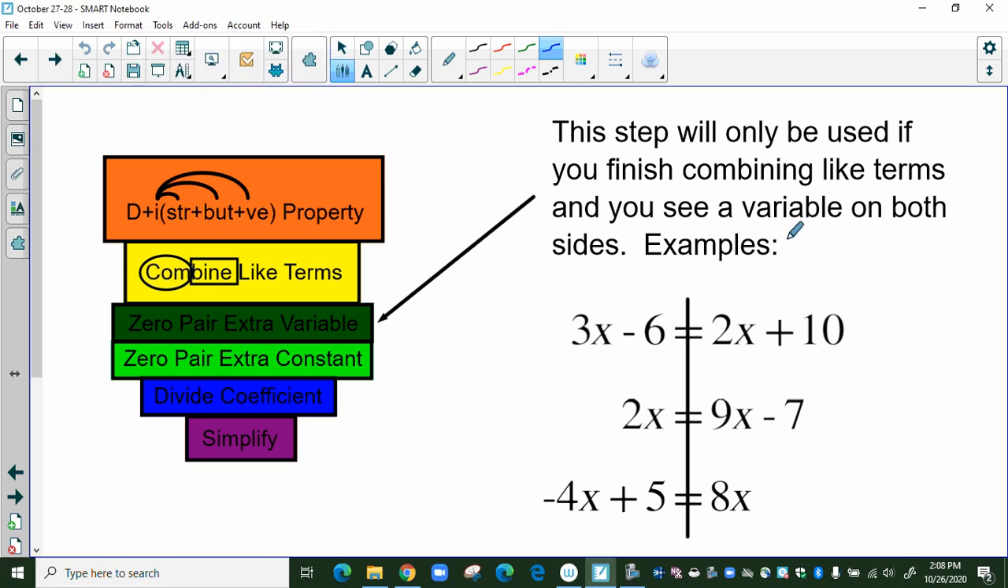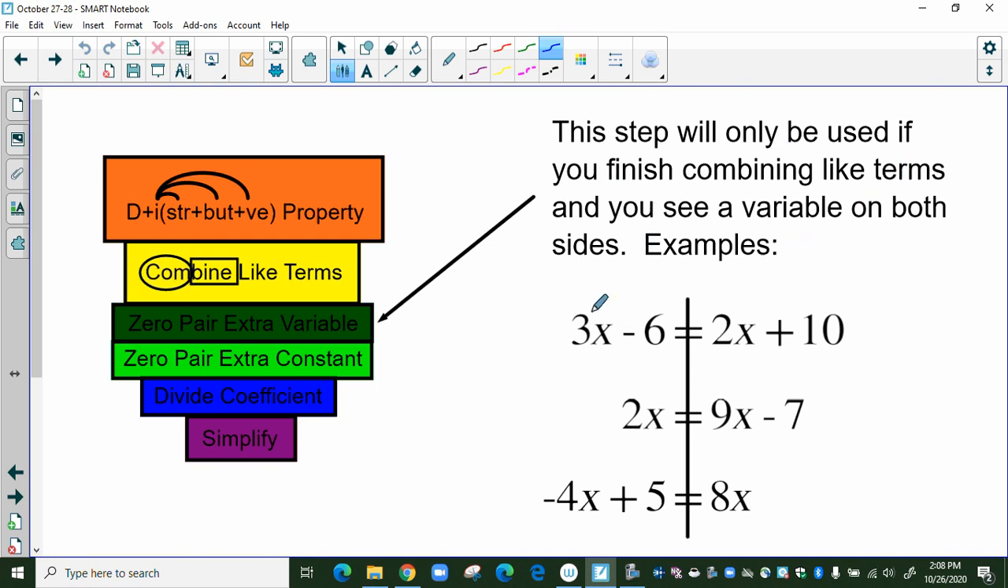Hey guys, today I'm going to show you how to add this dark green step to your equation solving steps. Up until this point, we've done the distributive property, combining like terms, and then we jumped down to zero pairing an extra constant. And now we're adding the step here in the middle, which is to zero pair the extra variable.